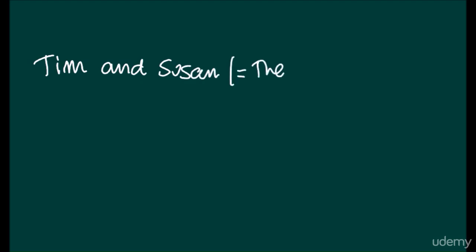Let's see another example. If we say Tim and Susan, then Tim and Susan is the same as they, because Tim and Susan are two people, then we use are for the verb to be. For example, Tim and Susan are friends.